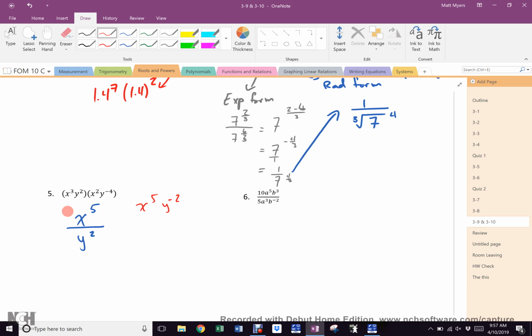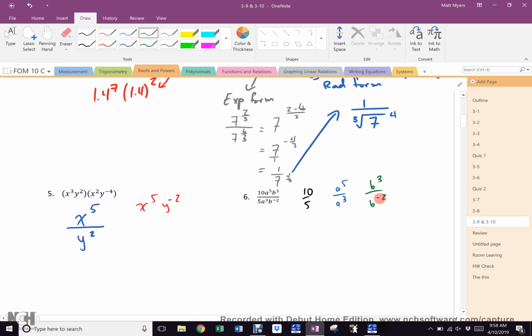What's happening with 6? Why does 6 freak you out? Because there's so much to do. But what is 6 really? It's really 10 over 5 and then a to the 5th over a to the 3rd, and then b to the 3rd over b to the negative 2. And if I gave you 3 separate questions, you could do those, couldn't you?